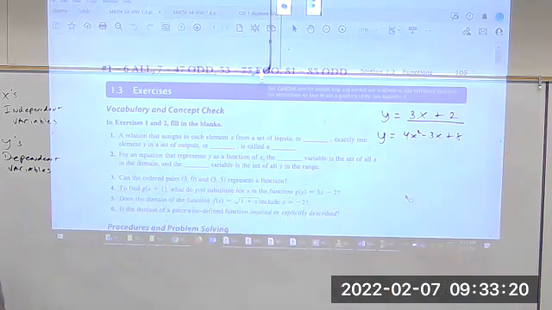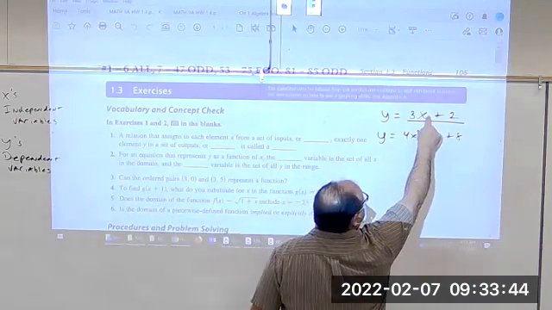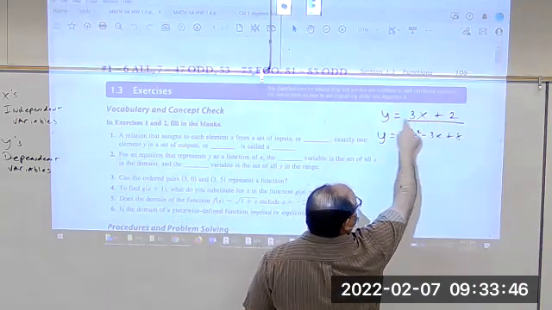The independent variable is a set of all x in the domain, and the dependent variable is a set of all the y's in the range. The independent is your x's, and the dependent is your y's in the range. Because now you're plugging in x's, and when you plug in an x, you find out what the y depends on.